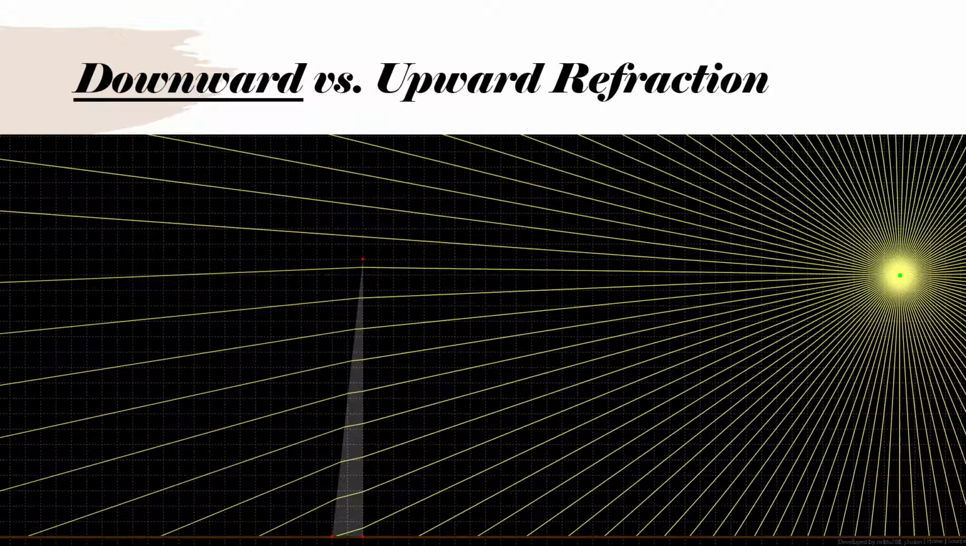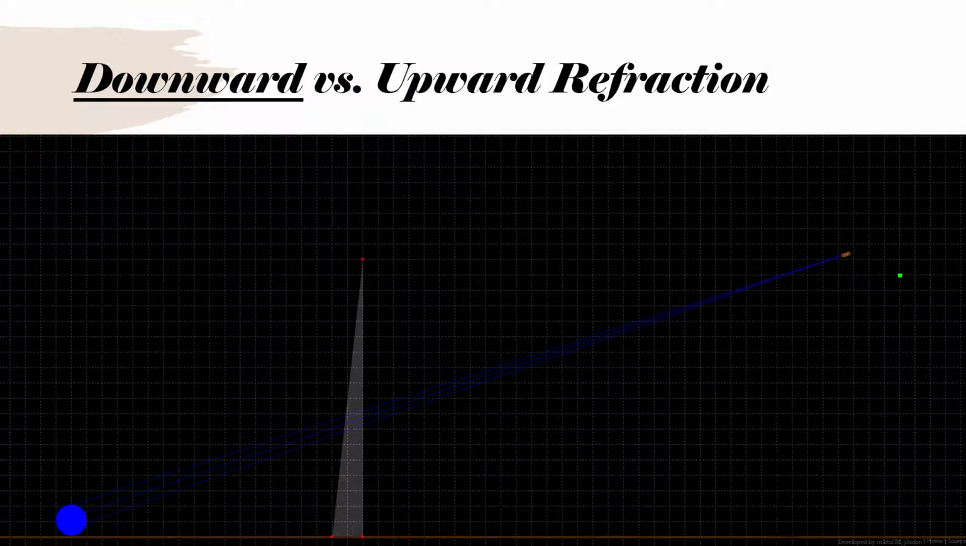Here are a few simple images from a ray optics simulator. The link will be in the description below. These are highlighting downward versus upward refraction. Here we have a point source, and here we have a lens that is bending the light downwards. What does this mean for the observer? The observer, this blue dot, sees the sun at an angle higher than it actually is.